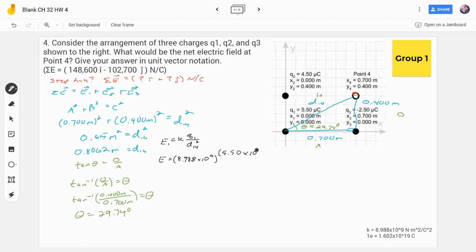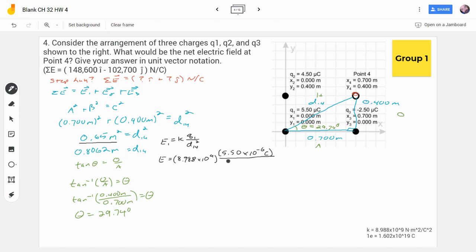5.50 times 10 to the minus 6 coulombs. So with the charge, I write the unit. I almost always leave the unit off when I'm writing K because those units are annoying. Divided by D14 squared. Okay, now notice I actually already know what D14 squared is. It's this number.